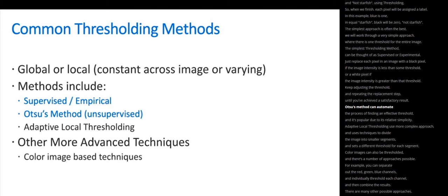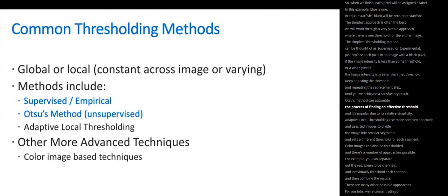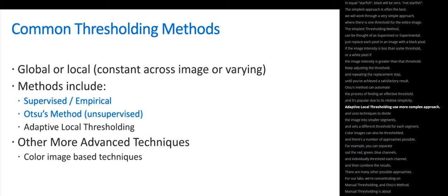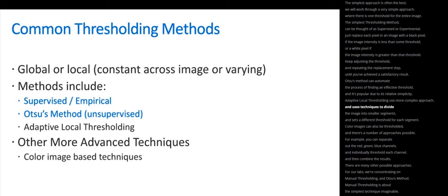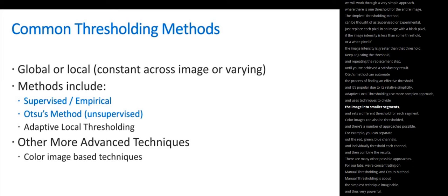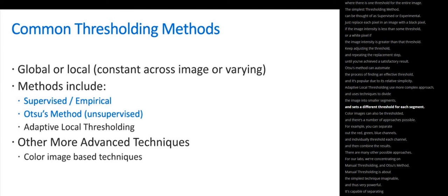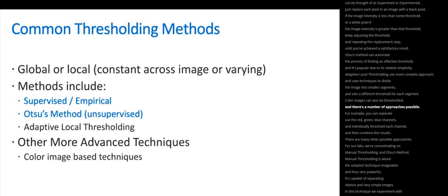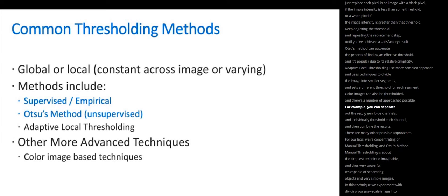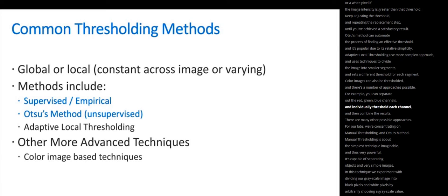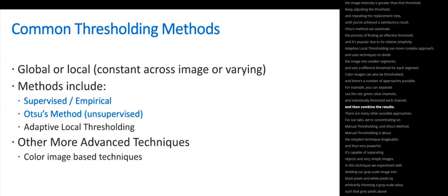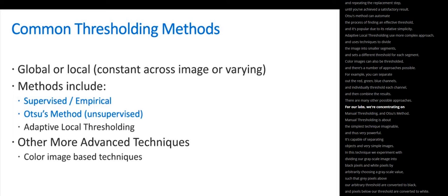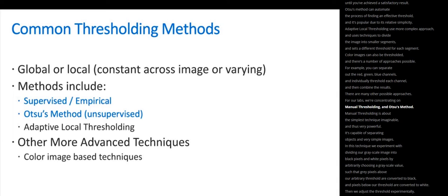Otsu's method can automate the process of finding an effective threshold and is popular due to its relative simplicity. Adaptive local thresholding is a more complex approach and uses techniques to divide the image into smaller segments and sets a different threshold for each segment. Color images can also be thresholded, and there's a number of approaches possible. For example, you can separate out the red, green, and blue channels and individually threshold each channel and then combine the results. And there are many other possible approaches. For our labs, we're concentrating on manual thresholding and Otsu's method.